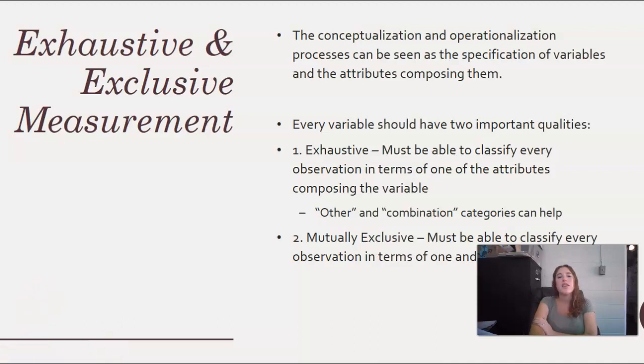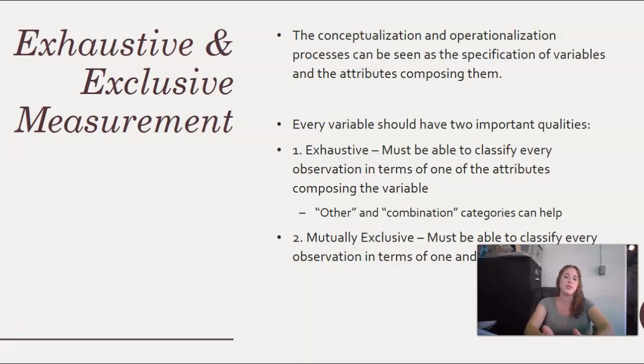So the second measurement requirement is going to be mutual exclusiveness. So this means that we have to be able to classify every observation we have in terms of only one attribute. So the attributes composing a variable can't overlap.